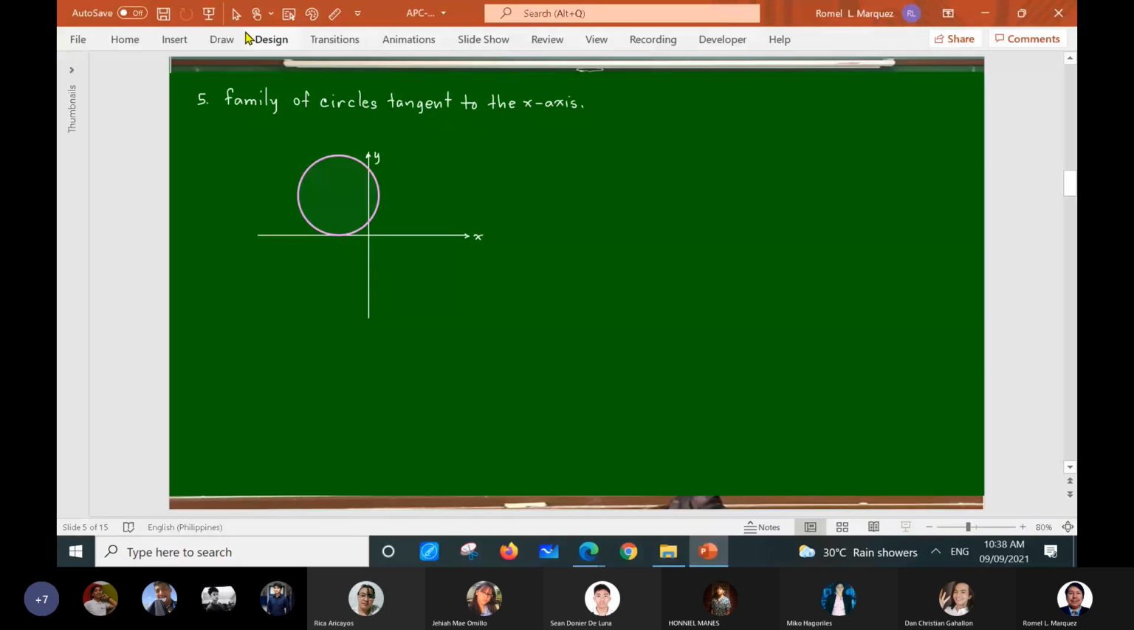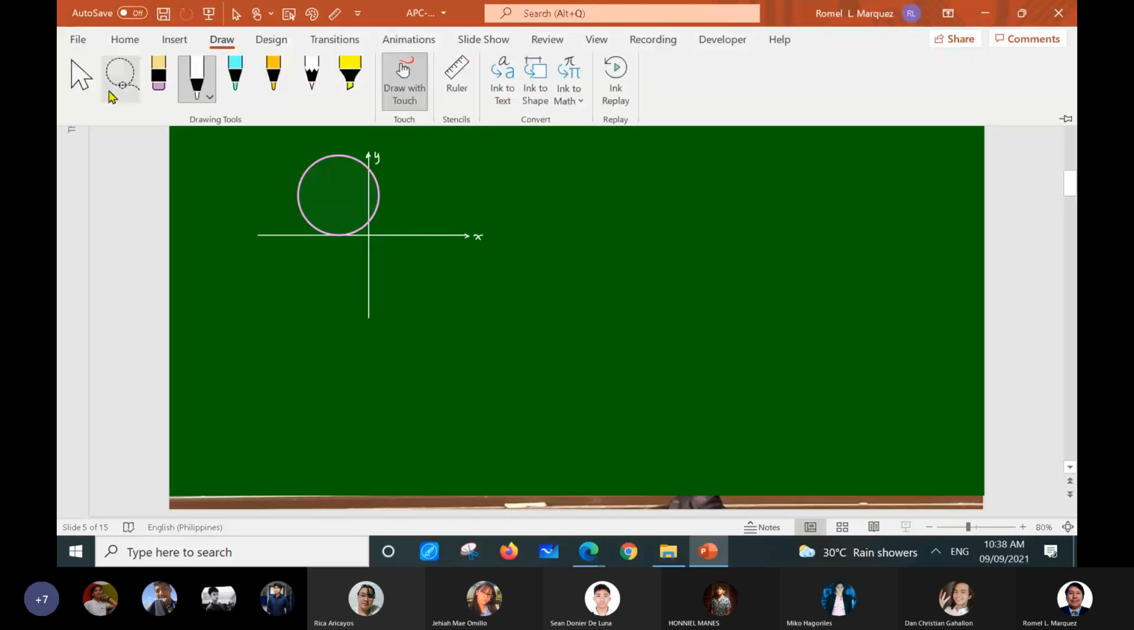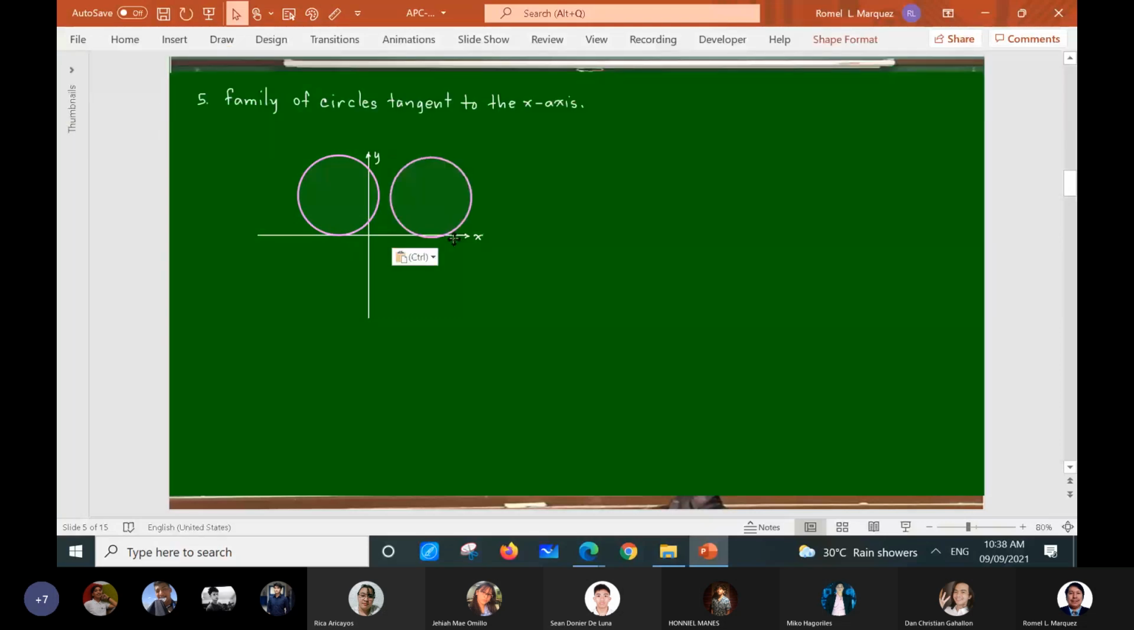Another one. So somewhere here. And make it a different size. But it's still tangent to the x-axis. Can be here. And I can make it larger than the third one. This one here, I can have it below. Still tangent to the x-axis, right, guys? Guys? Yes po. Okay, I can have it here.